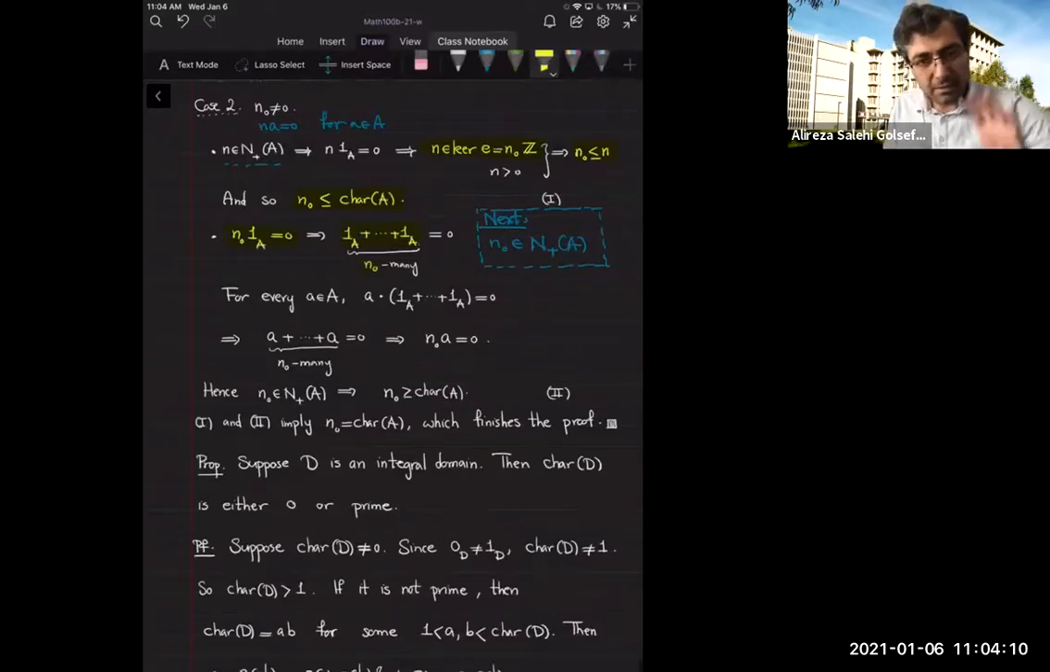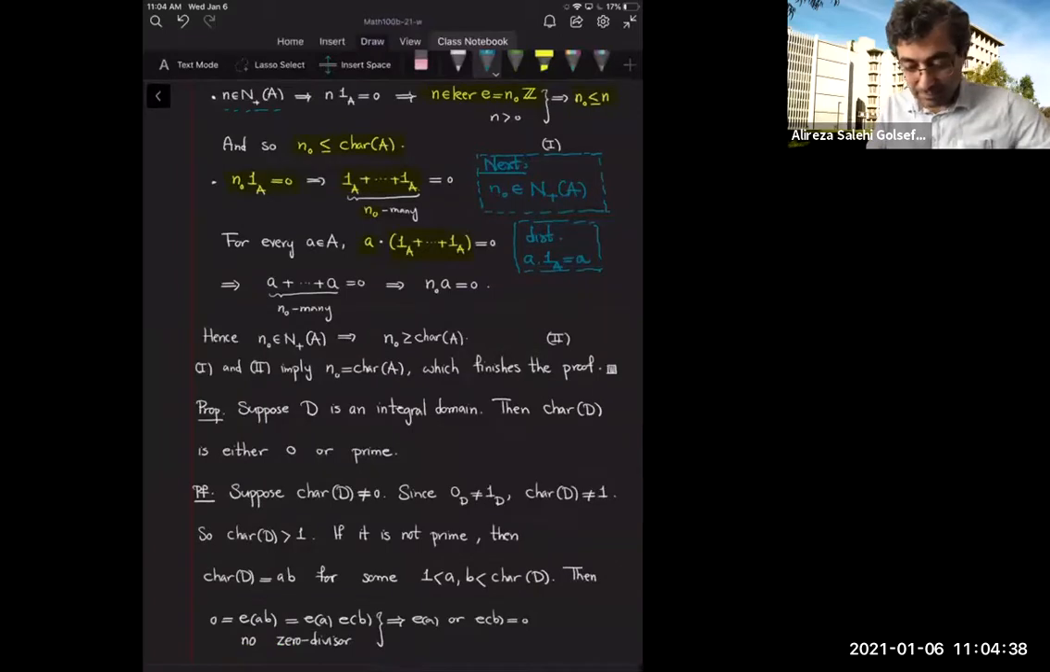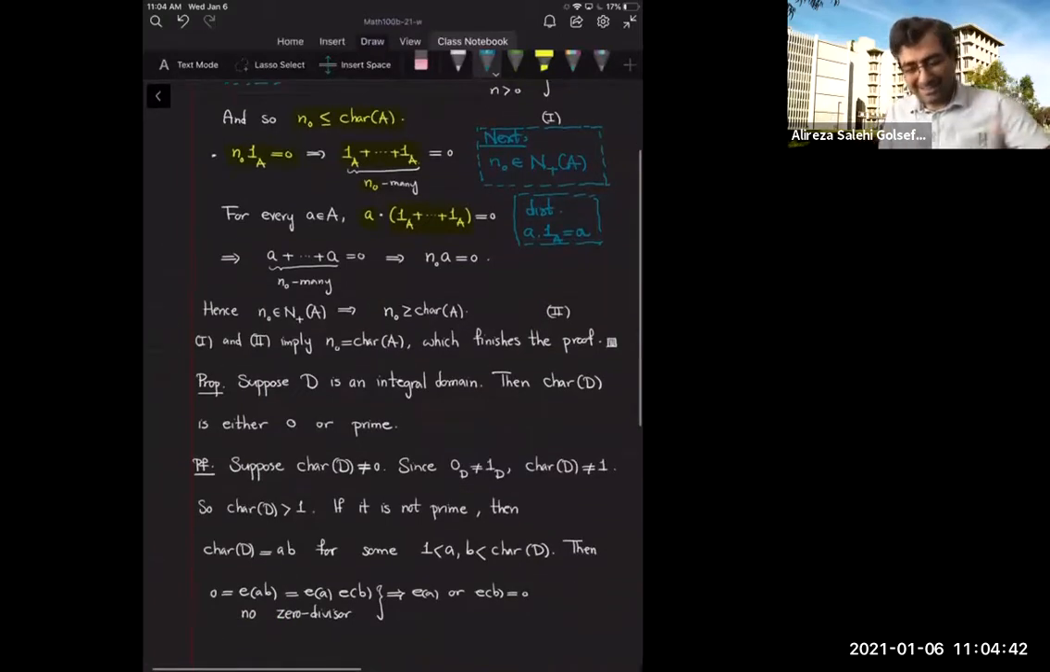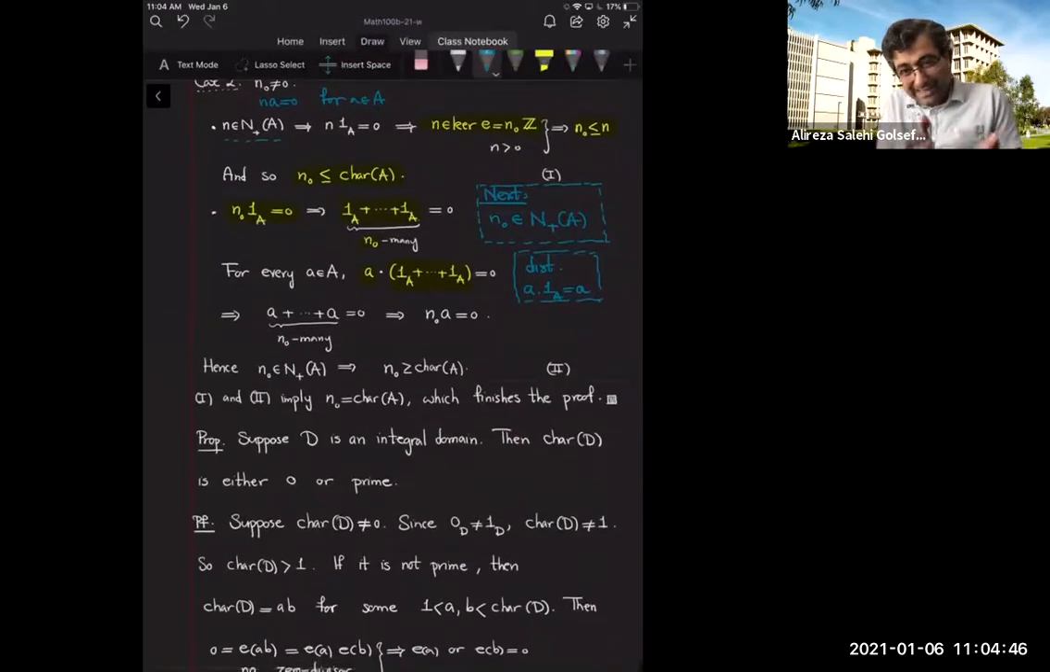Now multiply both sides by an arbitrary element small a of the ring and use the distribution property and the fact that a times the identity is a. So using these two, we can deduce that it is a plus a plus a, and so n naught times a is 0. That means n naught is inside N(A). And that finishes the proof, because this shows n naught is at least the minimum. But now, knowing that n naught is at least the characteristic, and earlier we showed that it is at most the characteristic, both together imply the claim that n naught is precisely the characteristic.